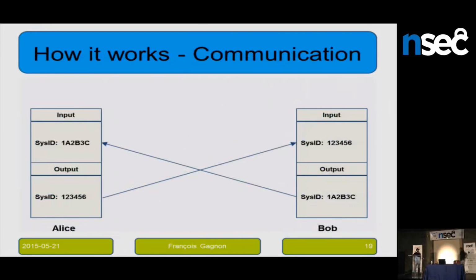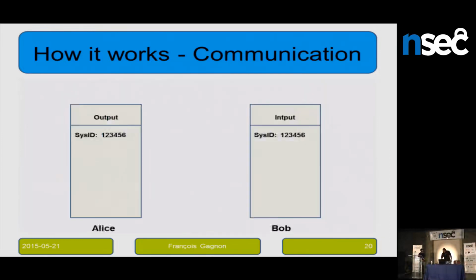So how the system works is quite similar to what Trevor talked about previously. If Alice and Bob want to talk together, they will each have a pair of systems that are matched together. For instance, the output system of Alice, system ID 1, 2, 3, 4, 5, 6, is going to be the input system of Bob, and then the output system of Bob, 1A, 2B, 3C, will be the input system of Alice. So they have to have a pair of matching systems.